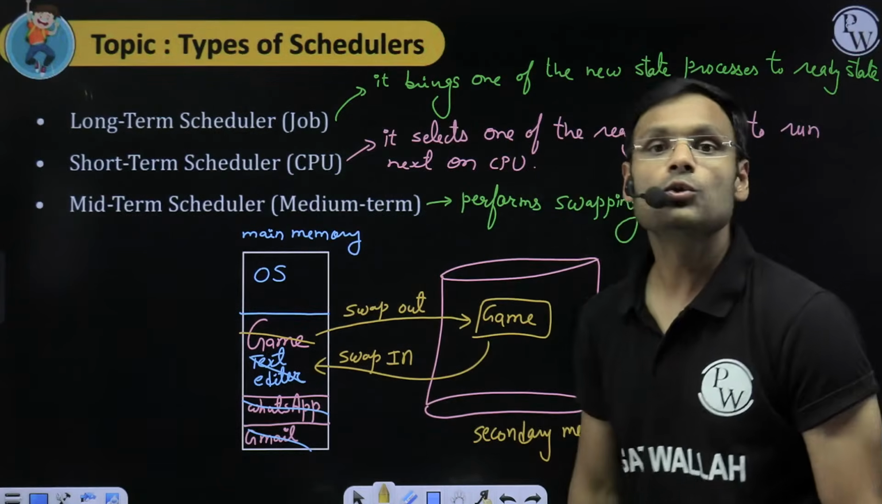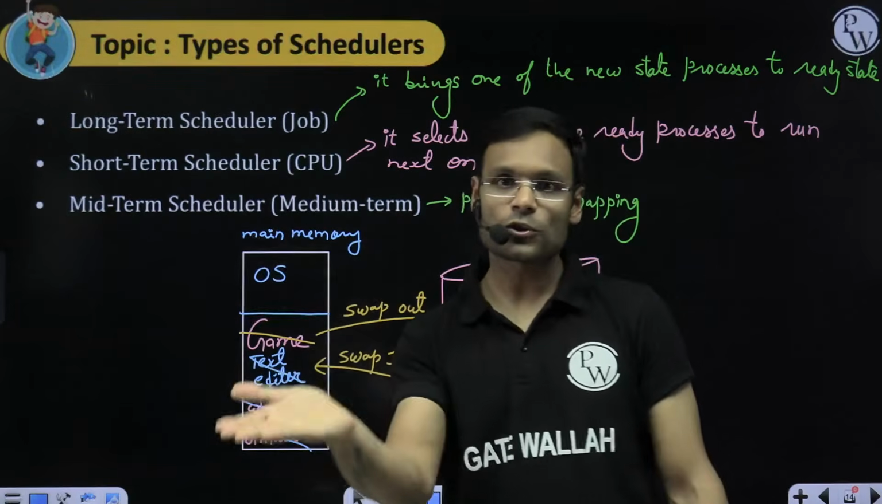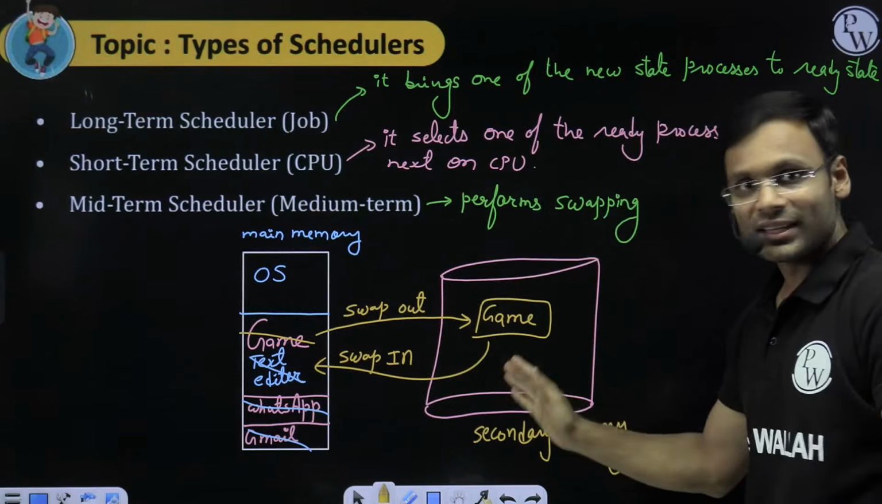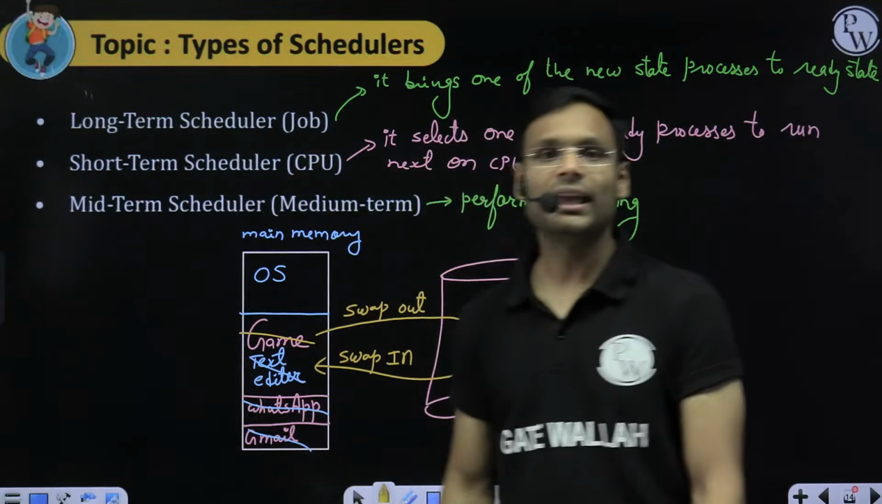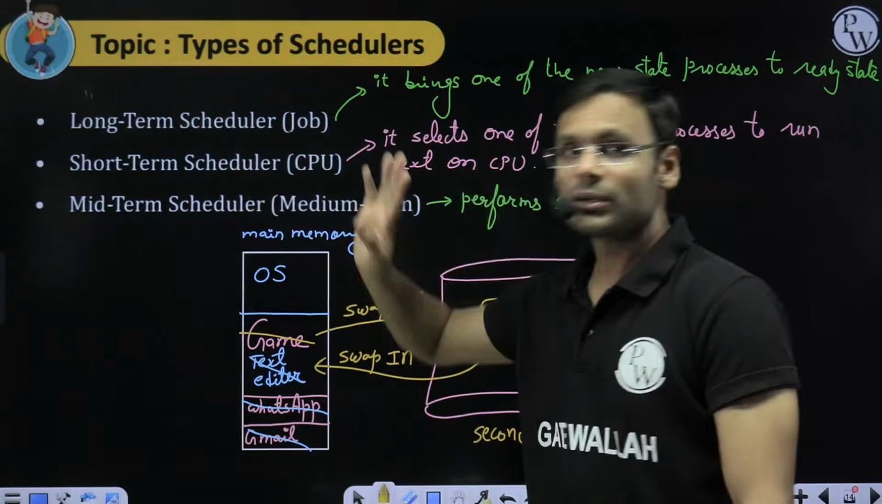So who will do swapping? The medium term scheduler. It will decide which process will go out, and if multiple swapped out processes are there, then which one will come back again into RAM. That will be decided by the medium term scheduler.